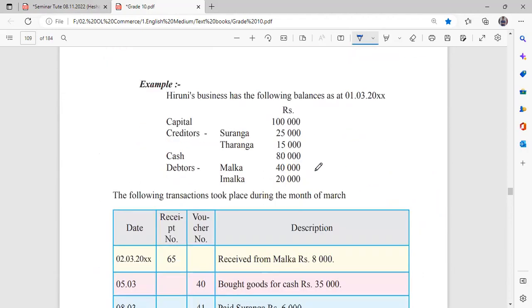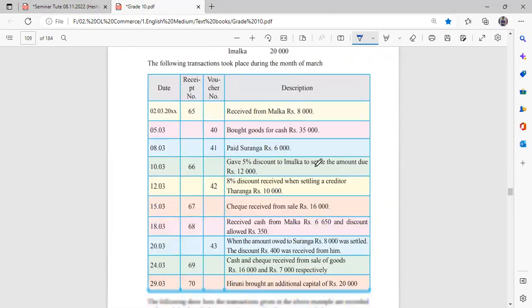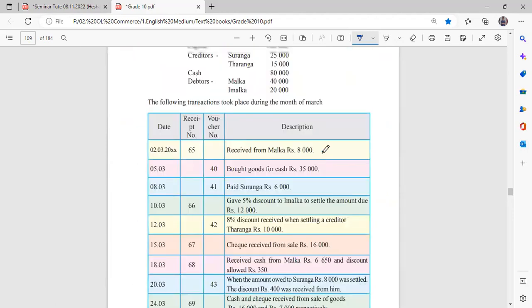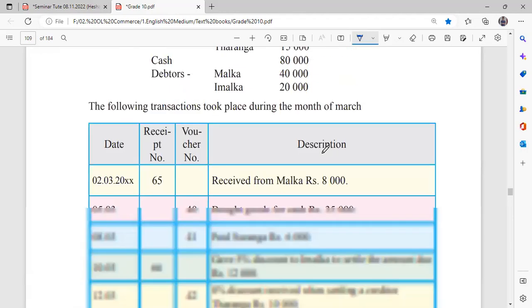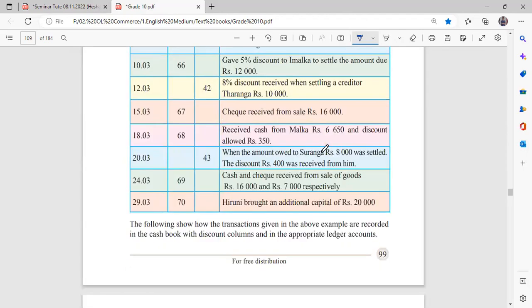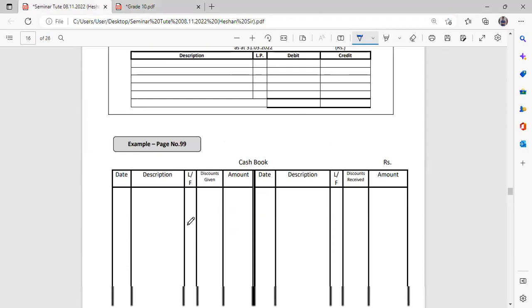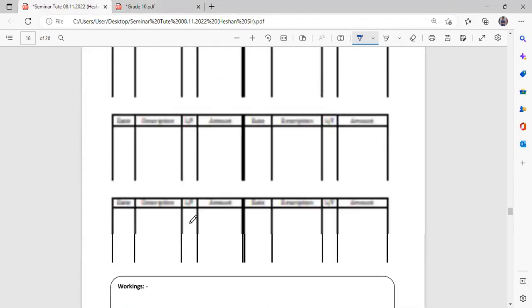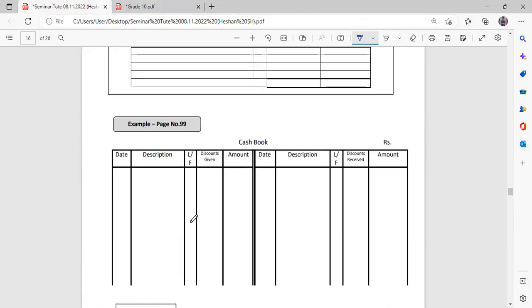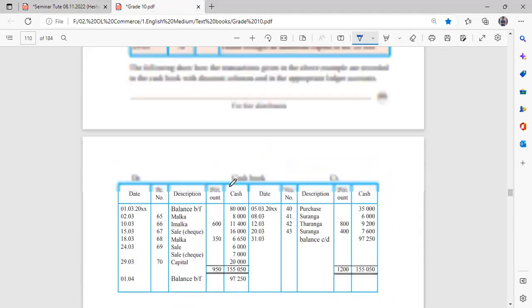So we can learn it through this example. Right? So this is the example. I'm not going to do all of this because you can do it, but I'm going to discuss the most important parts, right? Okay, let's do this. This is our example on page number 99.